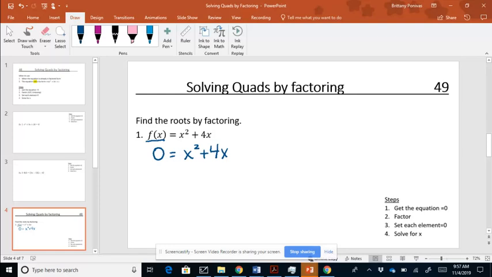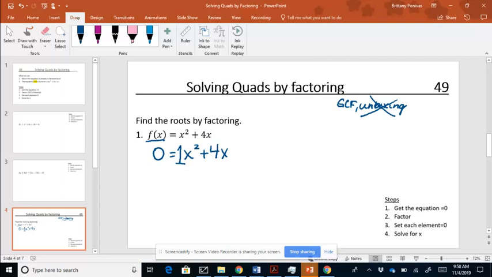How many terms? 2 terms. Our only options for factoring are GCF and unboxing. We can only unbox if there's 3 terms. So right now, unboxing is off the table. GCF. Is there anything that goes into 1 and into 4? No. Is there an x in both terms? Yes. So there's going to be a GCF here.